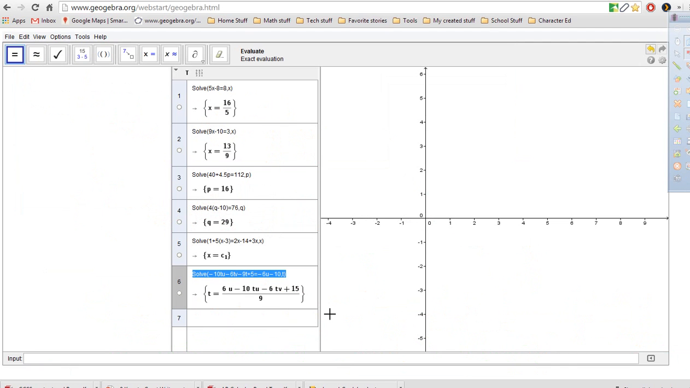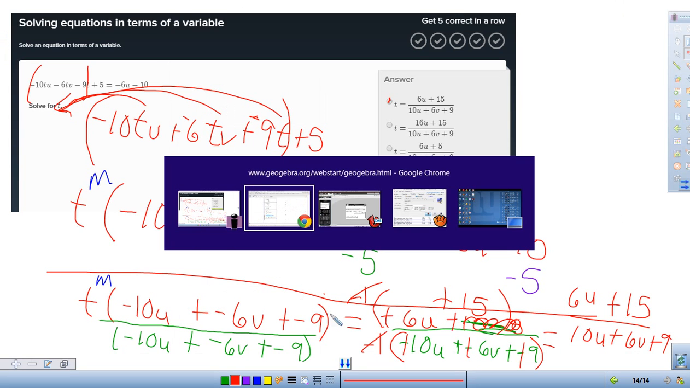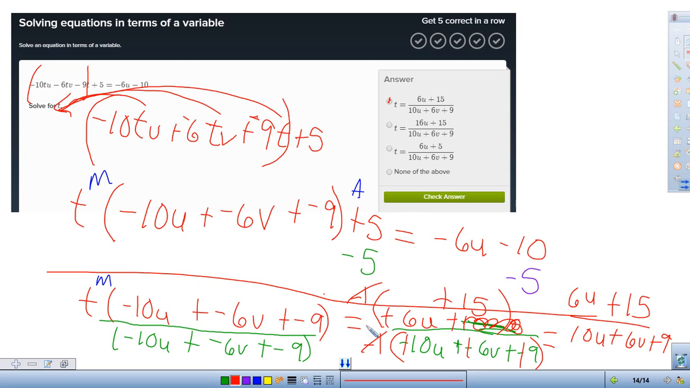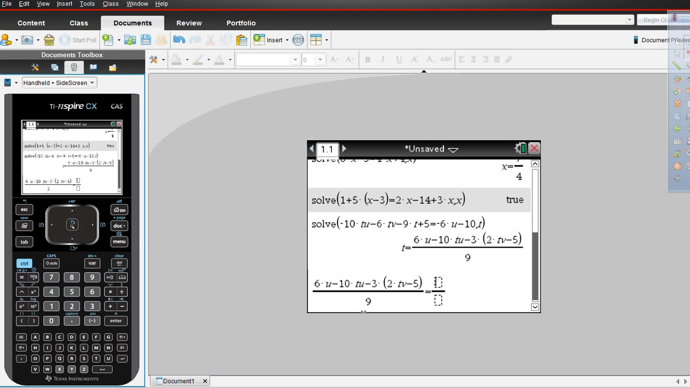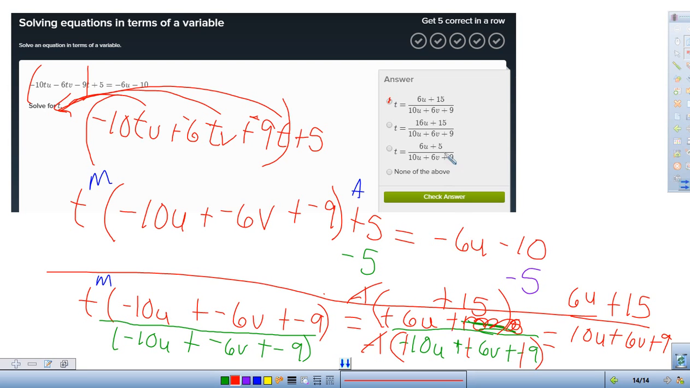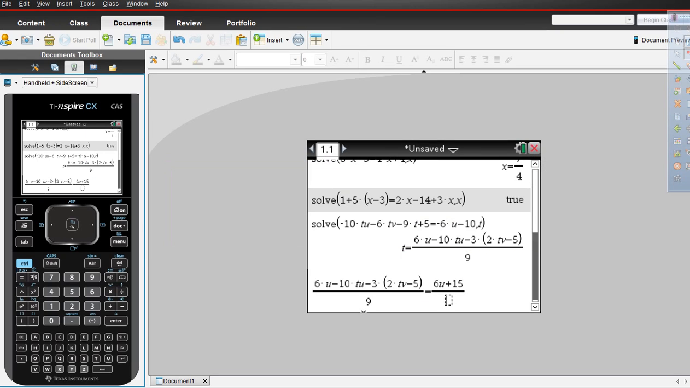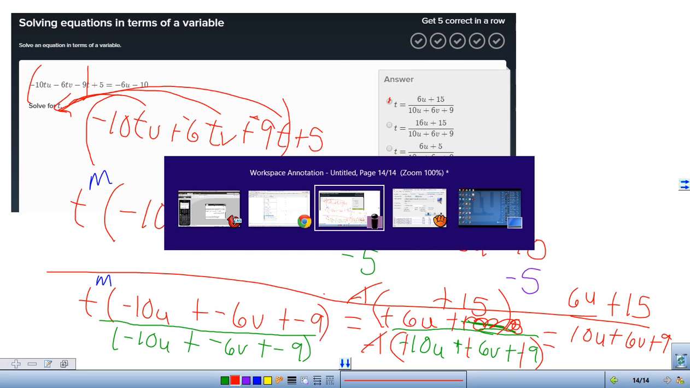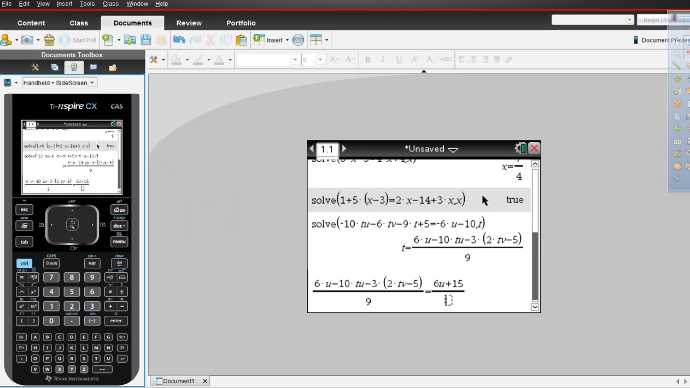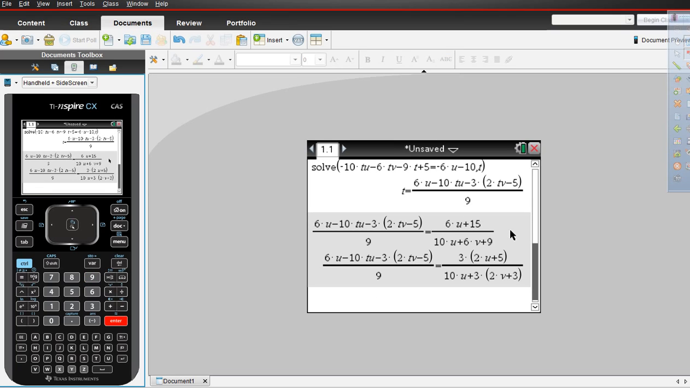Okay, so let's put that back there. So 6u plus 15 in the numerator over 10u plus 6v plus 9. Sorry, and I already forgot. All right, 10u plus 6v plus 9. Let's see, are they true?